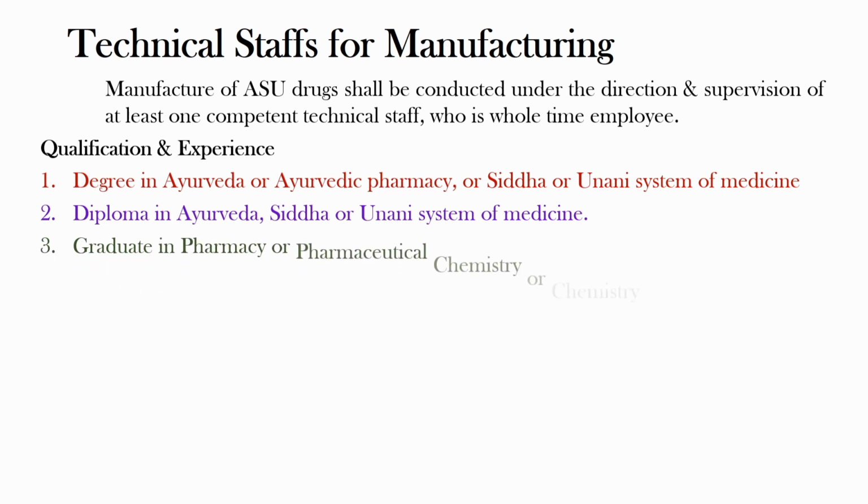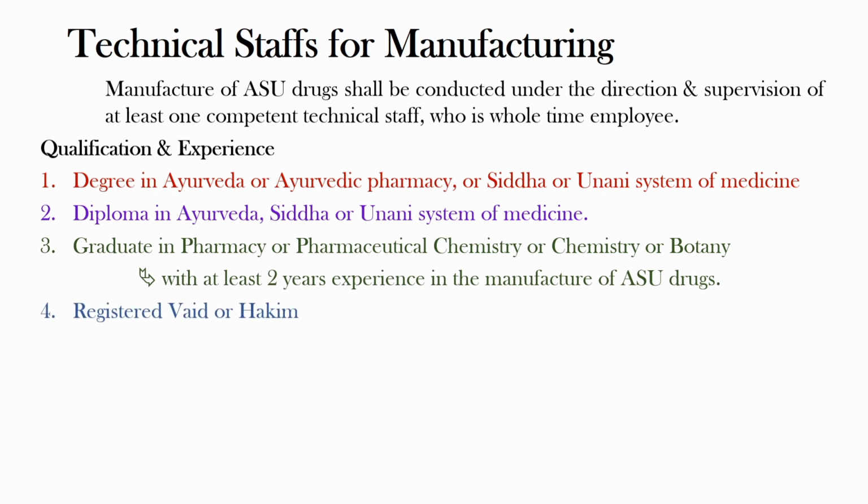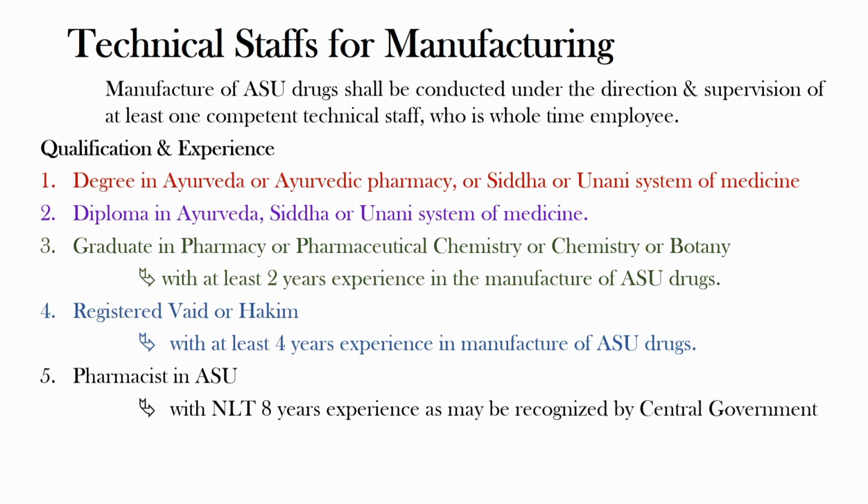A graduate in pharmacy or pharmaceutical chemistry or botany with at least 2 years of experience in the manufacture of ASU drug, a registered Vaid or Hakim with at least 4 years of experience in the manufacture of ASU drug, or a pharmacist in ASU system of medicine with not less than 8 years of experience, as may be recognized by the central government.